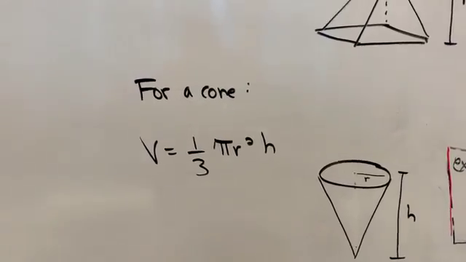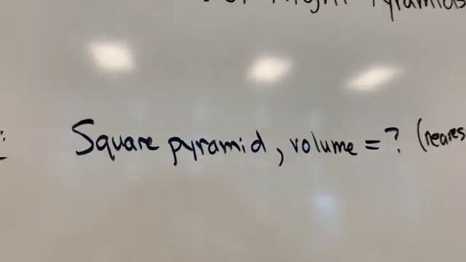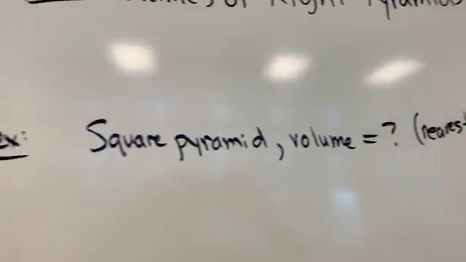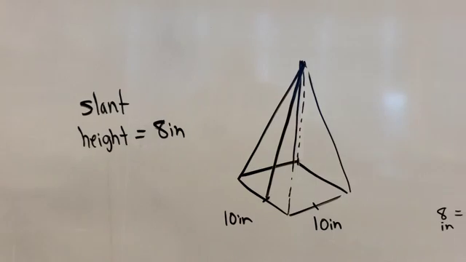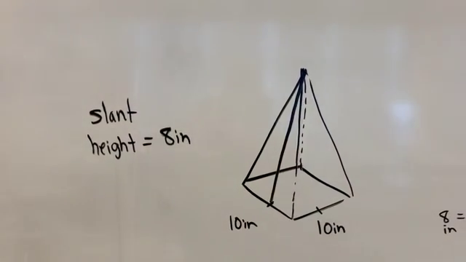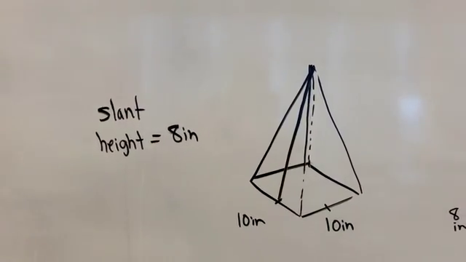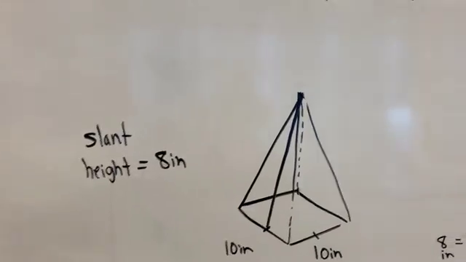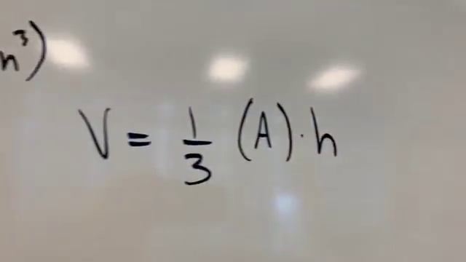So our first question over here says we've got a square pyramid and we want to know its volume to the nearest cubic inch. And we're given these dimensions, that its base is a square 10 by 10 and its slant height is 8 inches. Notice our formula doesn't actually want slant height.